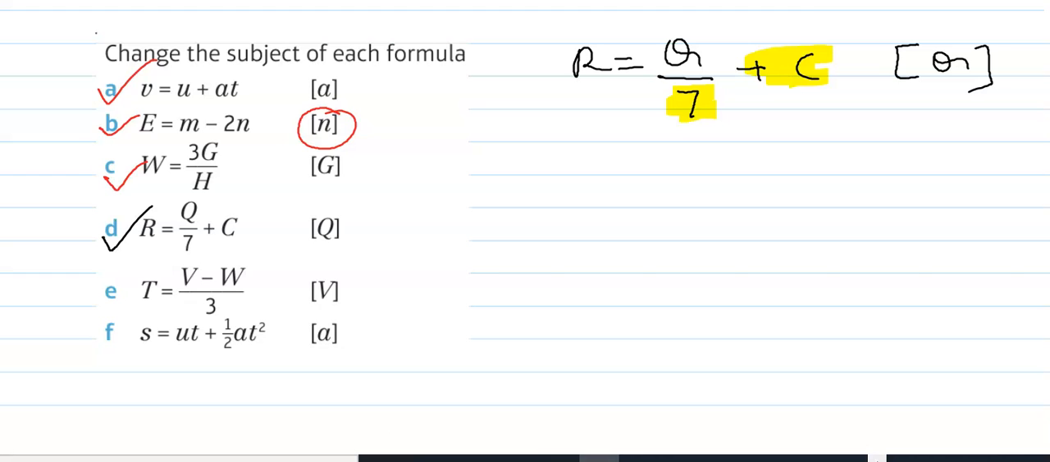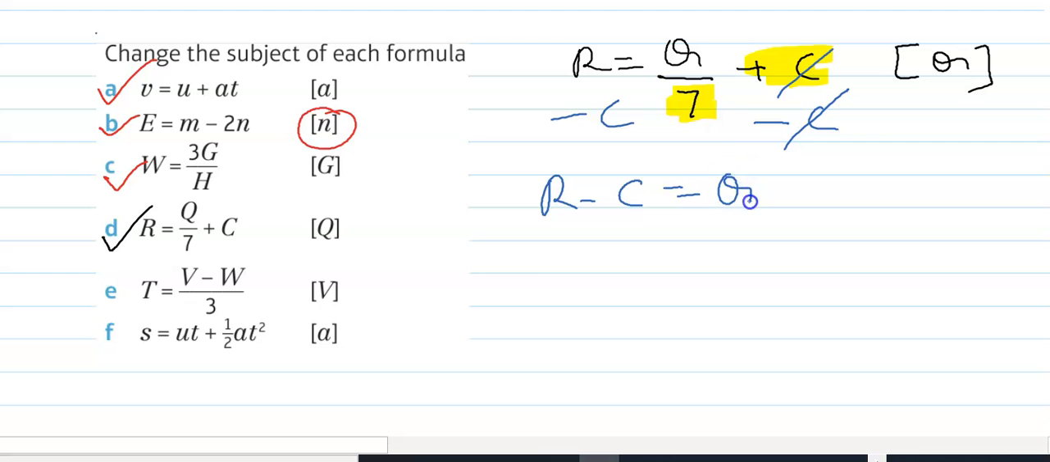So let's do it. Minus C both sides. Okay. It is sorted. Right? So what is left here? R minus C equals Q divided by 7. Okay. If you see, we want Q as the subject. What is here? 7 with a division sign. To get rid of 7, what we need to do?